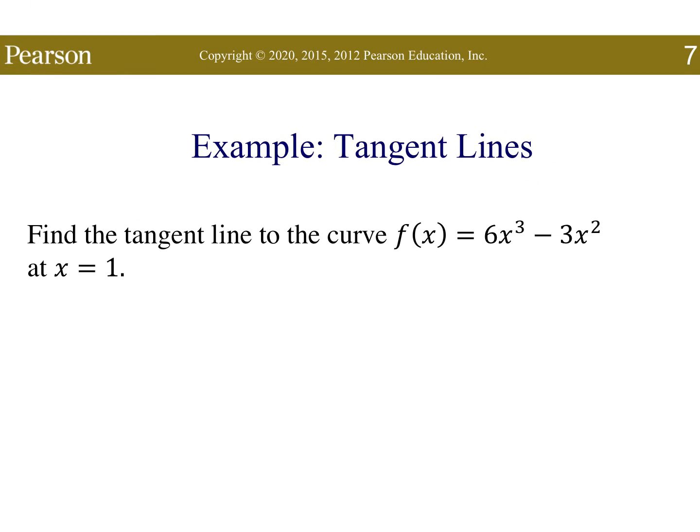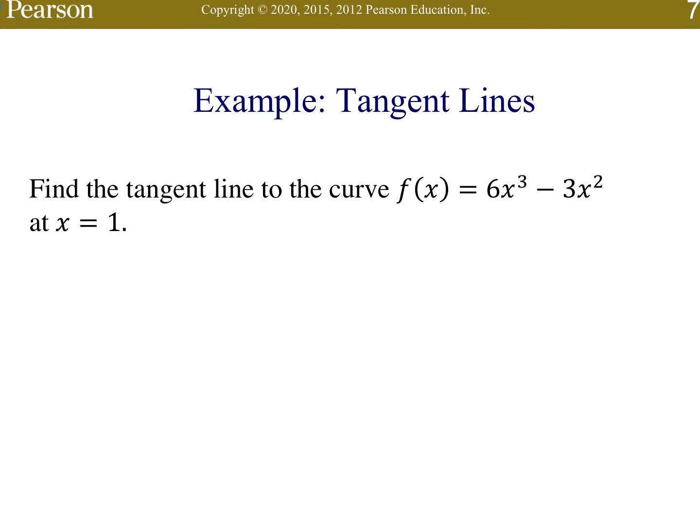So then an example would be here, how we'd put this all together. Find the tangent line of the curve. Again, notice it says curve, not line. Find the tangent line to the curve of that function at x is 1. All right, well, if that's the function, we should be able to find the f prime for the function.